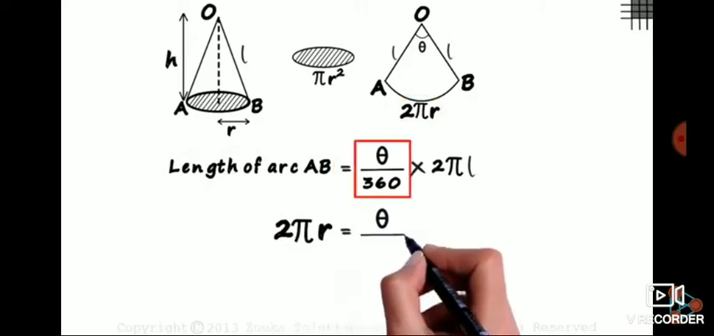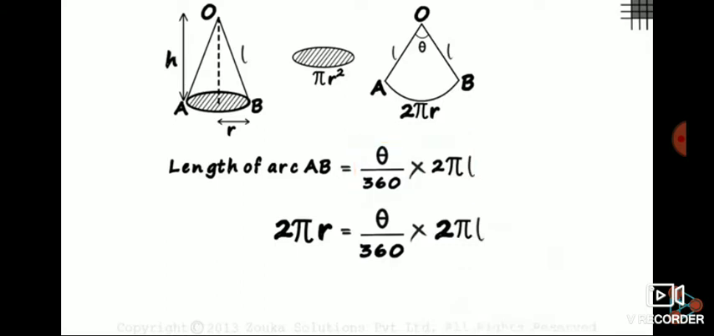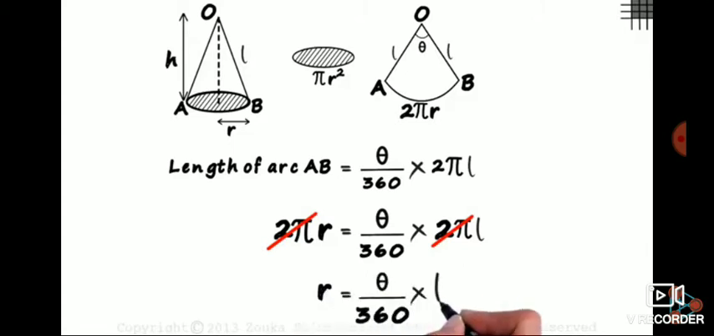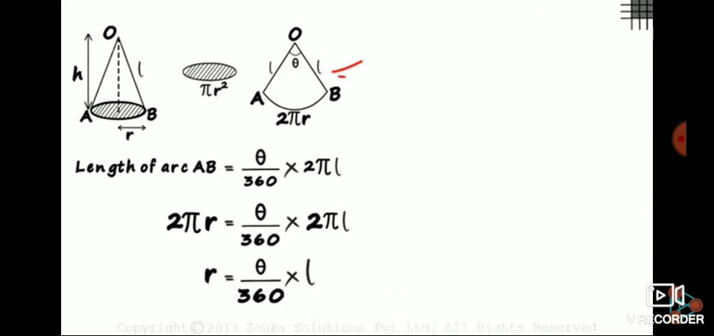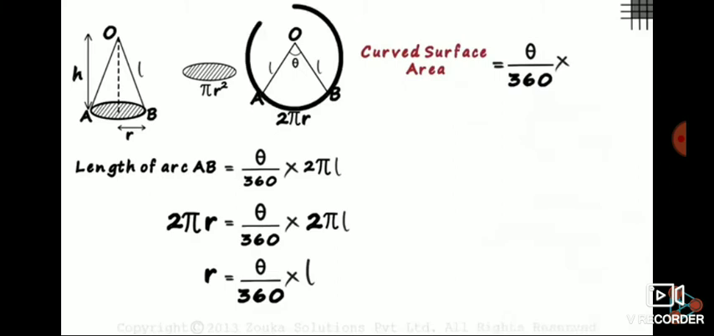That will equal theta by 360 multiplied by 2 pi L. Cancelling 2 pi out from both sides, we get r equal to theta by 360 multiplied by L. The area of this sector will be the curved surface area of this cone. The area of this sector will equal theta by 360 multiplied by the area of the circle with OA and OB as the radius. And that will be pi L squared, as L is the radius of this circle.